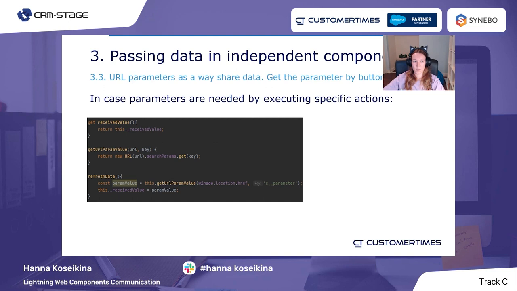And another option, if you want to get this value while doing something, is that you can press some button, and this button will call refreshData or something like that, which will get the URL parameter value and save it somewhere on your component.